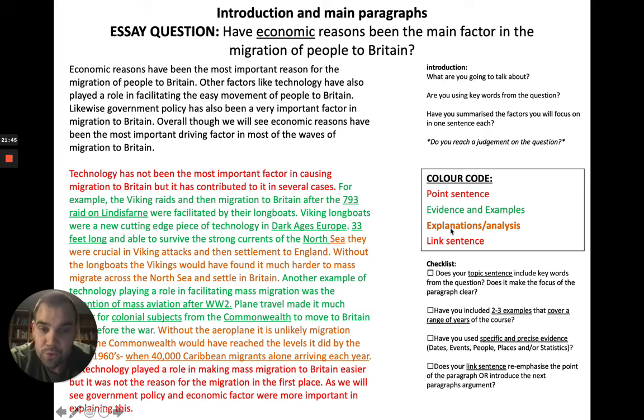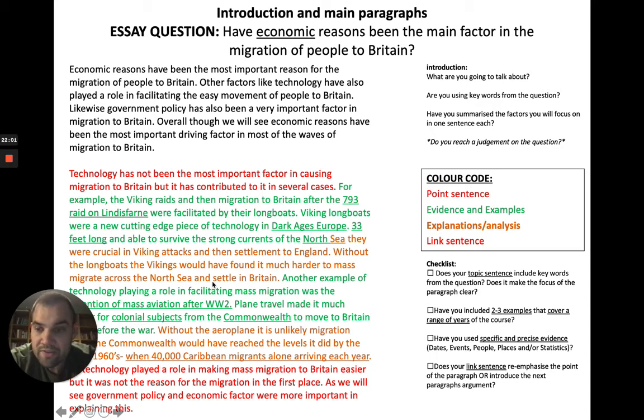But the other thing I've also got to make sure to do, remember we saw that you also get marked on your explanations, okay? So I'm not just describing a bunch of facts I know about when the Vikings came to Britain, or the size of their longboats. I then have to link it back to the question, which is about why people have migrated to Britain.